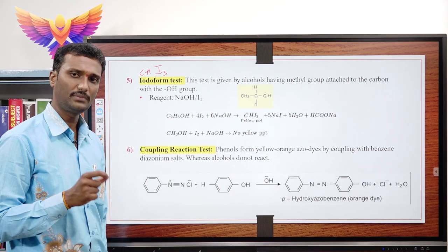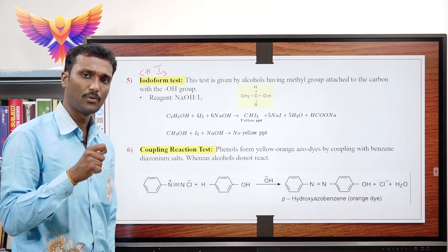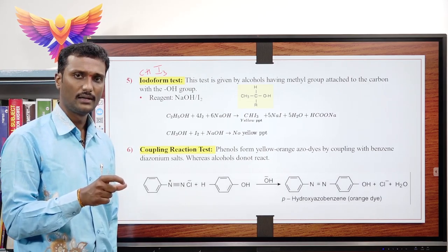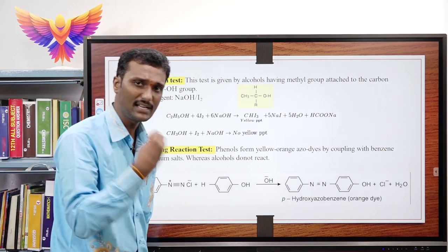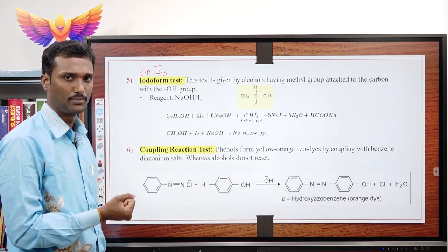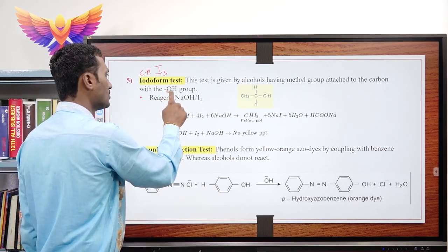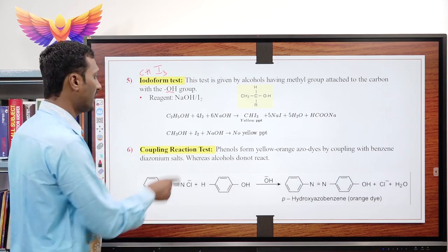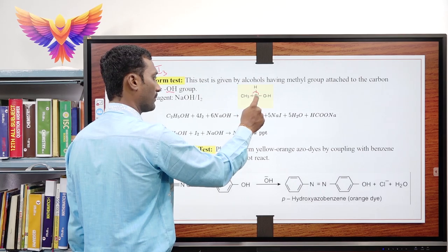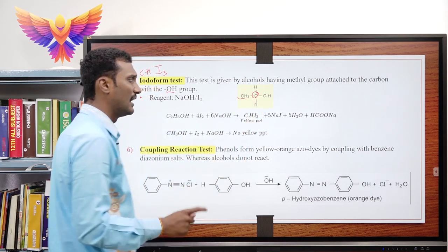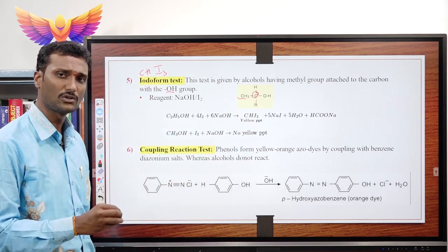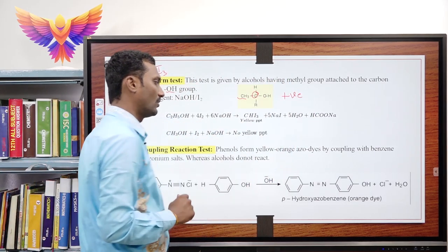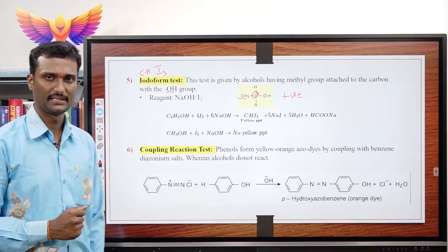This iodoform test gives a positive result only if, in the alcohol, a methyl group is attached to the carbon. Very, very important. Try to understand: the OH group we have is the common functional group of alcohol. This OH is attached to a carbon, and if this carbon has a methyl group, then only it gives a positive result for the iodoform test.